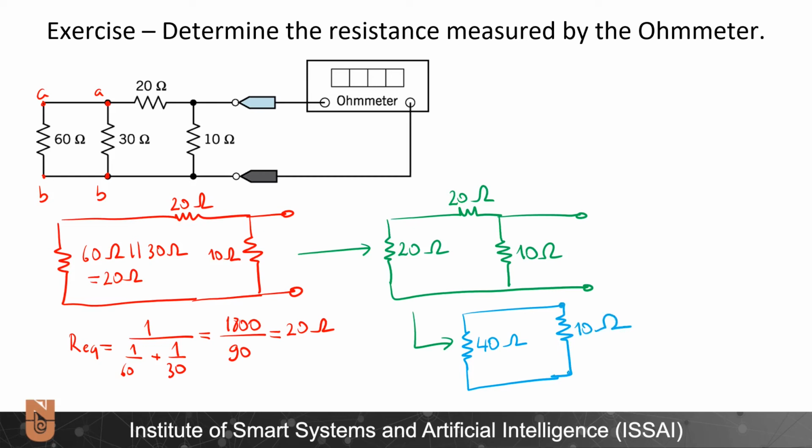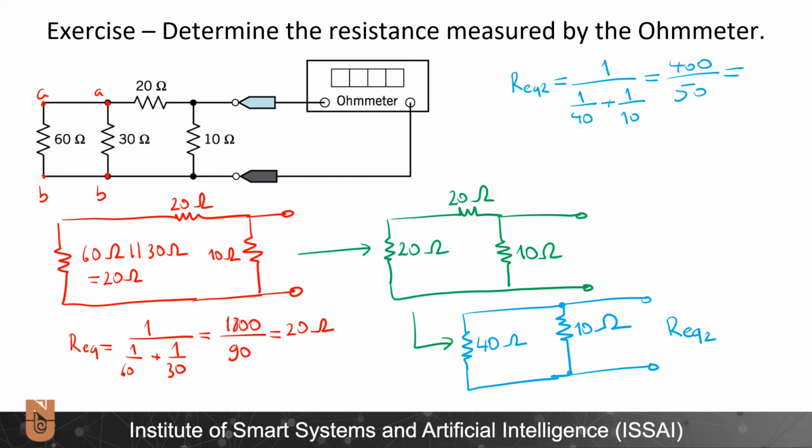Since both of them are in parallel, I can follow the parallel resistors rule once again to find the equivalent resistance of the circuit. So R equivalent, what we will see measured by the ohm meter, will be 1 over 40 plus 1 over 10, which is equal to 400 divided by 50, and is equal to 8 ohms. The result of this question is 8 ohms.